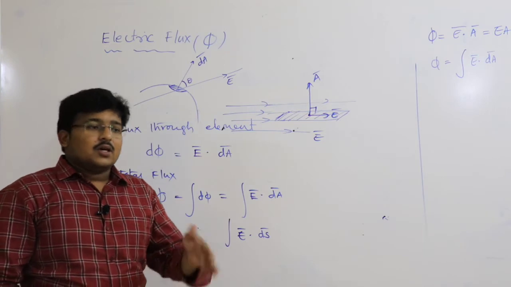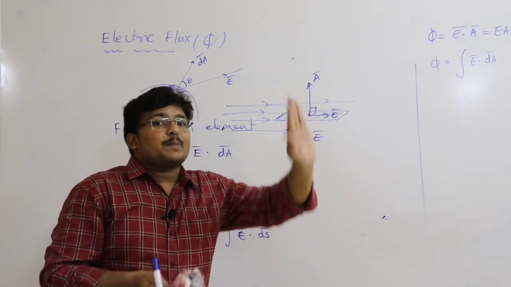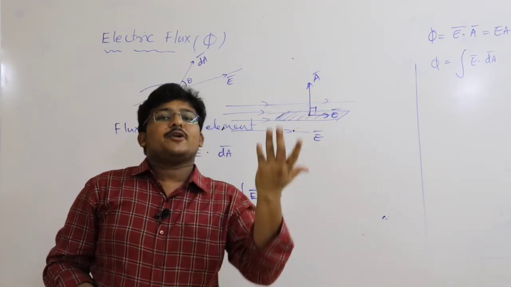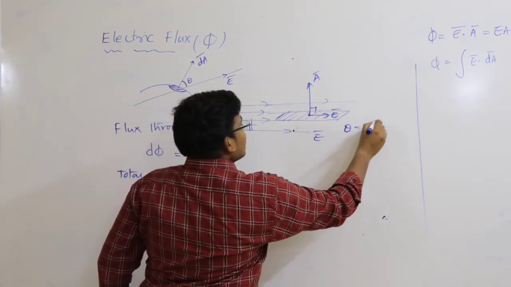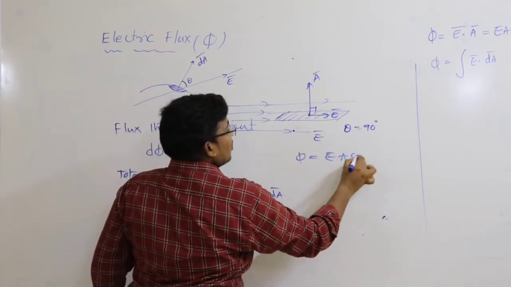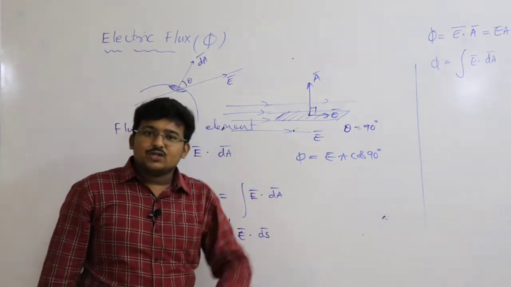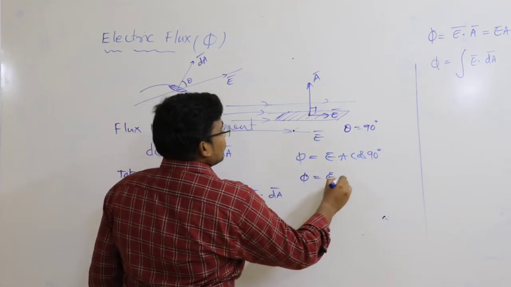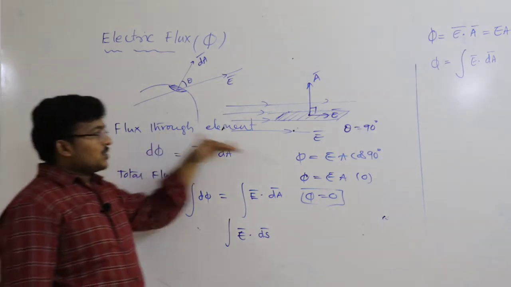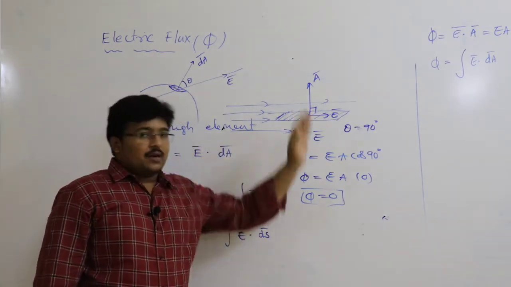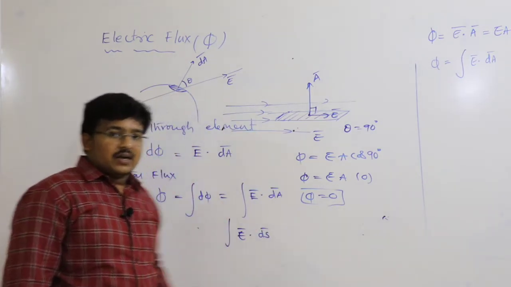Now can I say like this? The field is passing in the plane, not passing perpendicular to the plane. There is no line going perpendicularly. All the lines are going along the plane. So here the angle is 90, so flux is equal to simply EA cos 90 degrees. Even though the electric field value is there and the A value is there, cos 90 is 0. So flux is EA into 0, so flux linked is 0. There is no flux passing through the plane, because the electric field is in the plane and the angle between the electric field and area vector is 90 degrees.